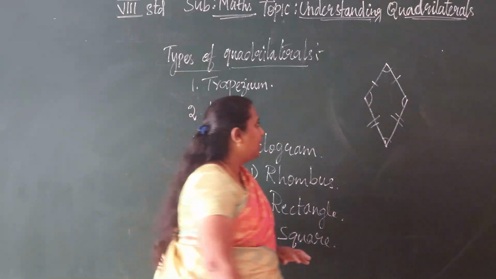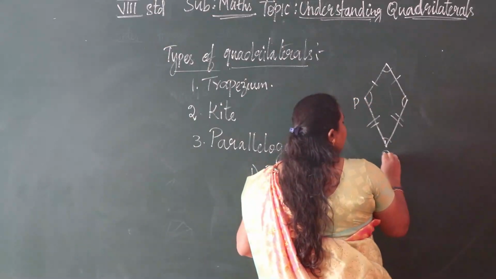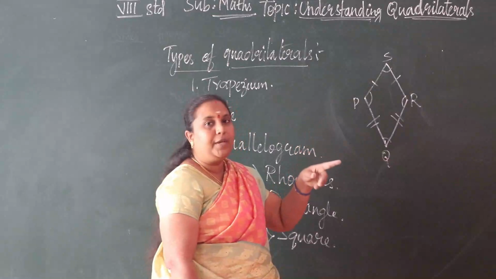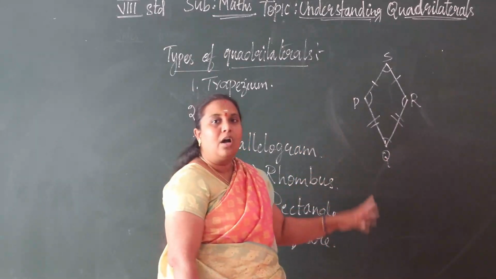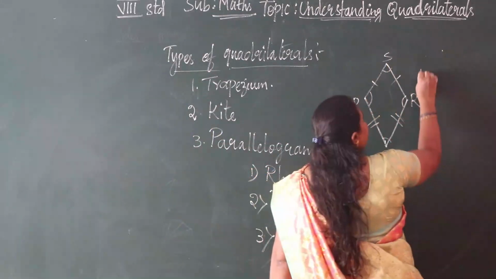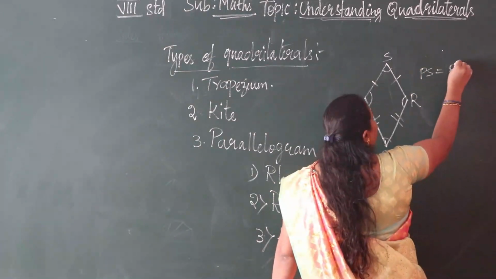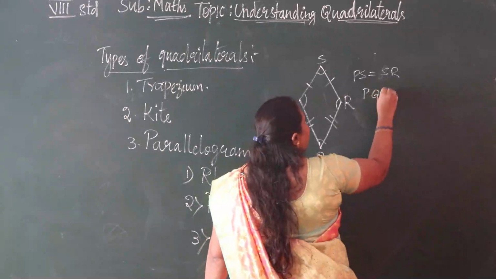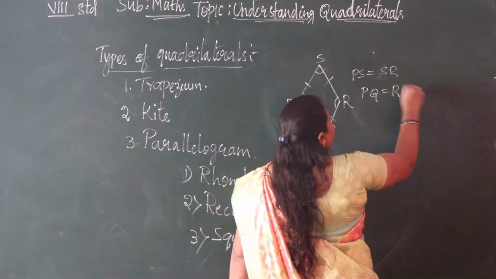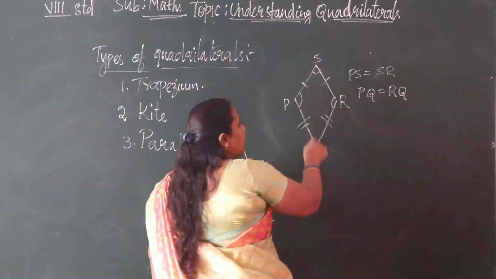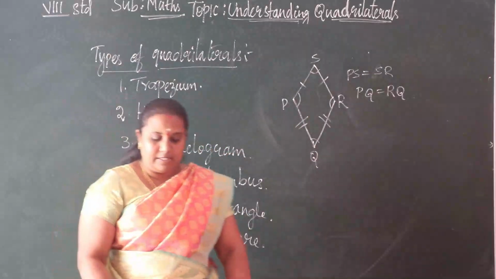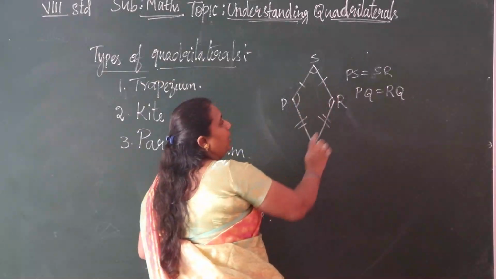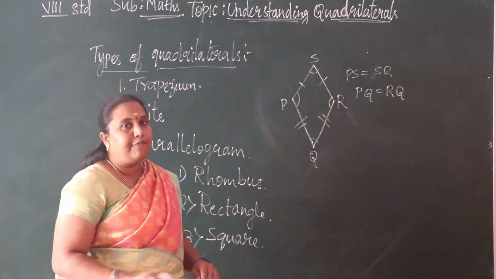In a kite PQRS, PS equals SR and PQ equals RQ. And then opposite angles are equal. In a kite, we have opposite angles equal and the opposite sides equal. So these are the properties of a kite.